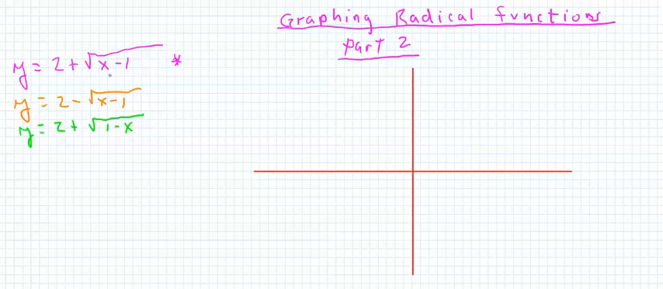First thing we did is we set the radical equal to 0, x minus 1 equals 0, and we found that x is equal to 1, and then y is equal to 2. So we started at 1, 2. And then we went over 1, up 1. From the start, we went over 4, up 2, over 9, up 3, and over 16, up 4. And our graph looked like this.